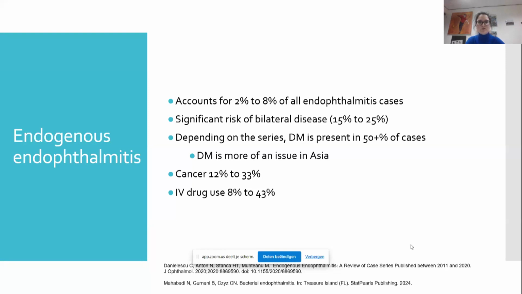There is a significant risk for bilateral disease in 15 to 25%, depending on the series presented, but diabetes is present in more than 50% of the cases, and it is also more of an issue in studies from Asia. It is related to cancer, as I also presented before, in 12 to 33% of the cases, but you can imagine that a patient with cancer also had treatment, so due to chemotherapy or catheter, because of the treatment, they also become immune compromised. So that is another reason that they are more vulnerable to developing this kind of endophthalmitis. And intravenous drug use is seen as a risk factor in 8 to 43% of cases.